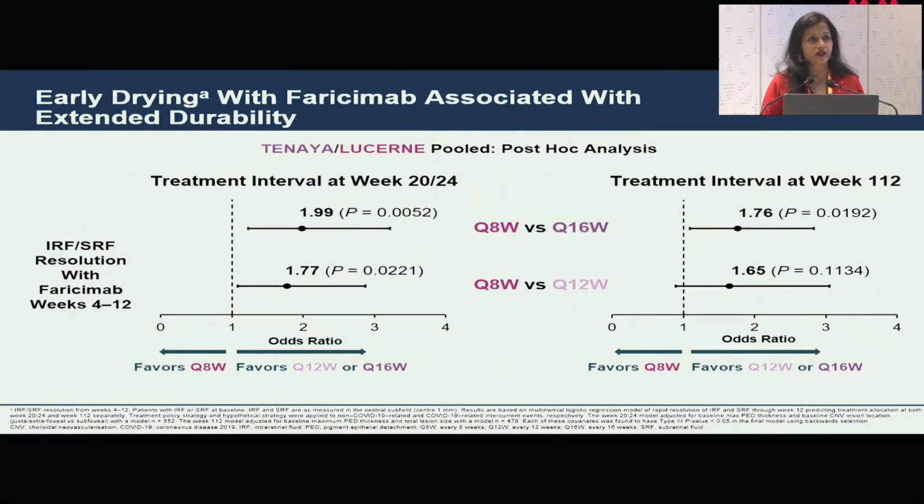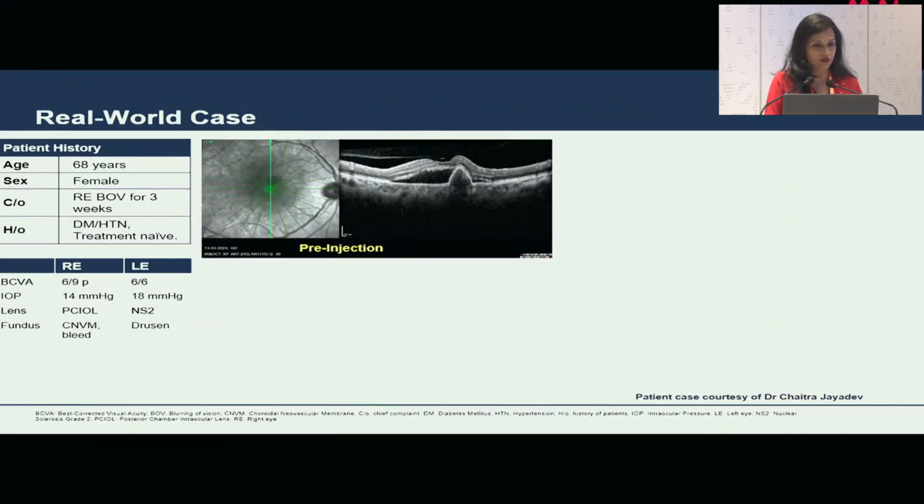Now, the next big thing that we want to see is early drying. Everybody is looking for a wow effect. So this was another post-hoc analysis where they saw rapid and persistent resolution of the IRF and SRF from weeks 4 to 12. And this was definitely associated with a better chance of treatment extension in this arm. After the loading phase, patients who had resolution were more likely to be extended to 16-weekly dosing versus 8-weekly, and 77% of them were more likely to be on 12-weekly dosing. So this again shows a lot of extended durability for these patients.